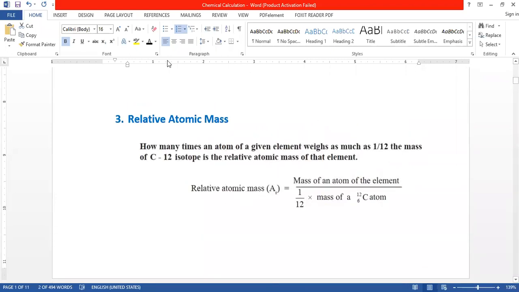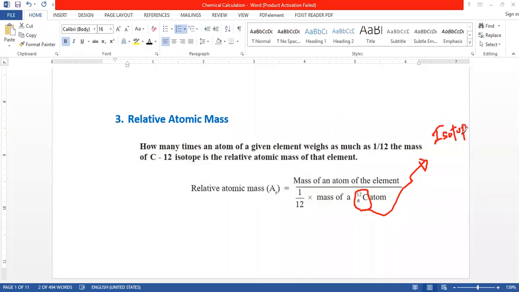Relative atomic mass, Ar here, is the mass of one atom of the element over 1/12 times the mass of a carbon-12 atom. Look at this one: why have they introduced carbon-12? Because you know carbon has two isotopes. What is an isotope? Same atomic number, different mass number.